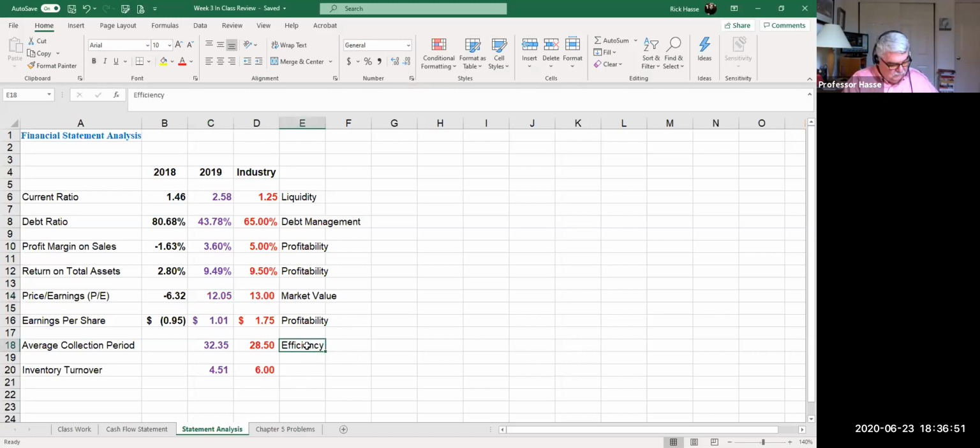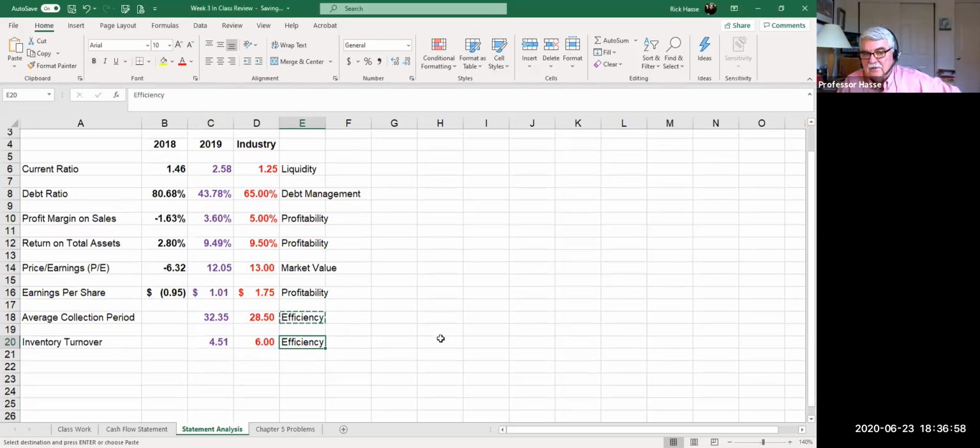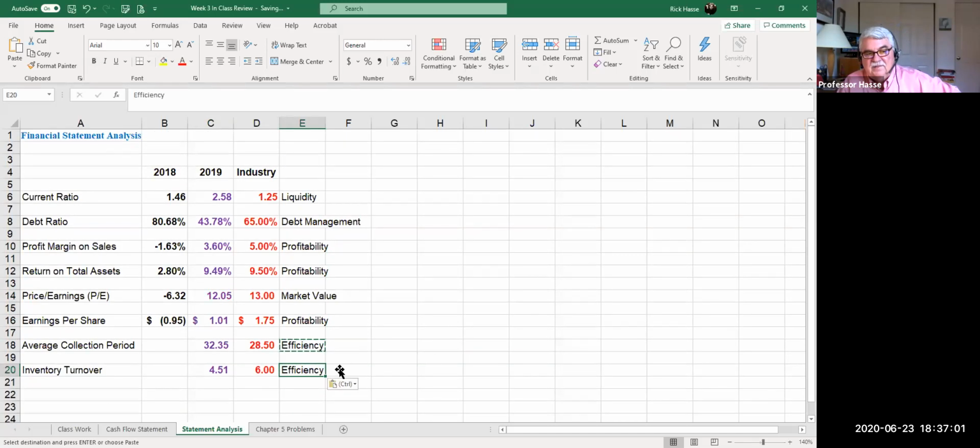And then finally, we close out these key financial analysis from chapter 4 by looking at efficiency indicators. One is the average collection period. How quickly do we collect our receivables? Well, the average collection period takes the beginning accounts receivable balance, which happens to be the balance at the end of 2018. It takes the beginning accounts receivable balance and divides it by the average daily sales of the company.